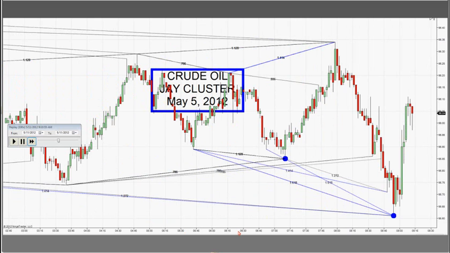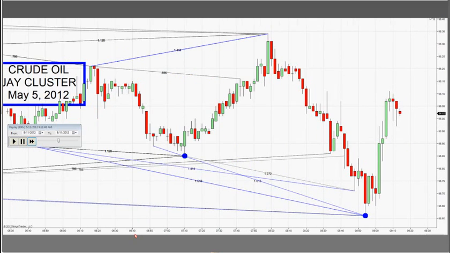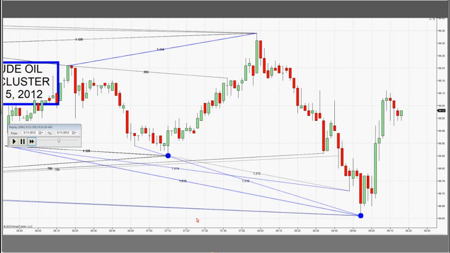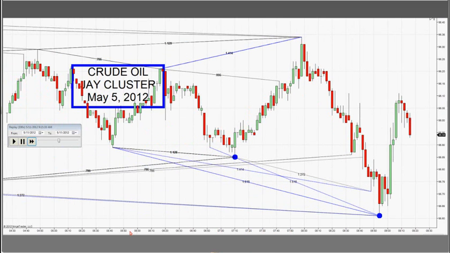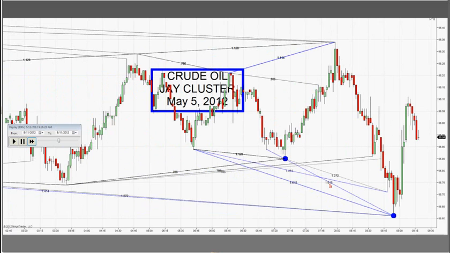All you need is 2 times confluence for the dot to pop. That's all we need for the dot to pop right back here. Right here. You see how it works? 1.618, 1.618, 1.414, there's a dot.